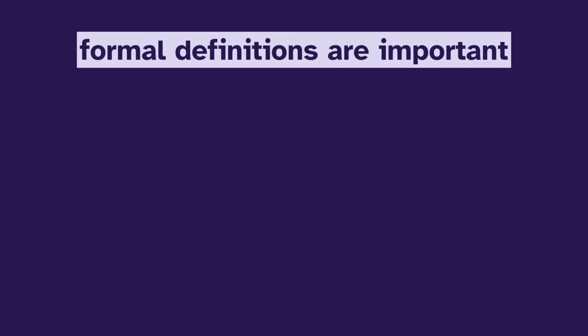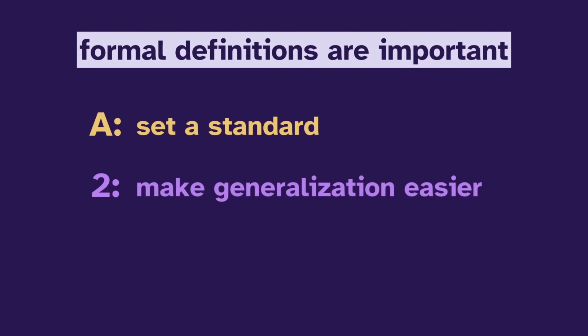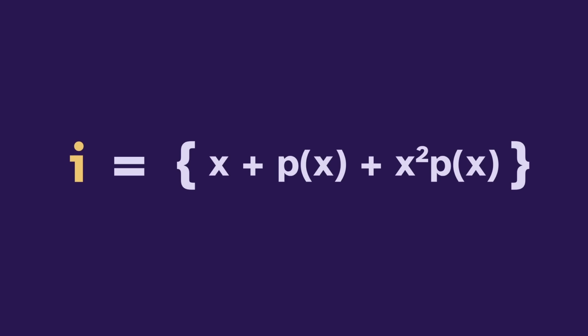But these formal definitions are important, because A, they set a standard that allows for clear communication. B, they often make generalization easier, so we can explore new ideas. And finally, they're interesting. It's a lot more fun to think about math than about that itch that you have that just won't go away. So let's see why i is defined using polynomials.